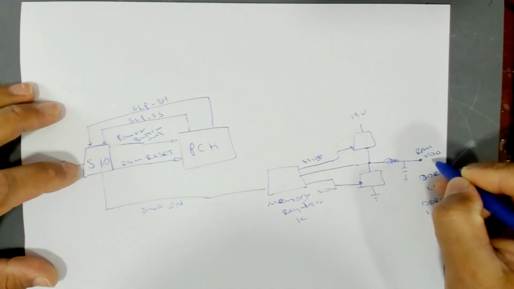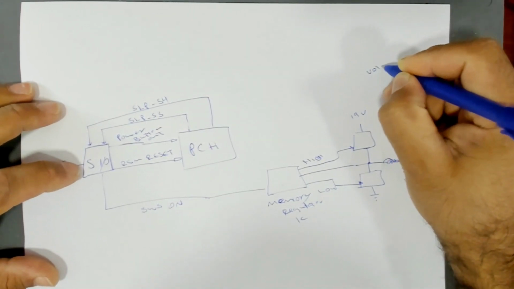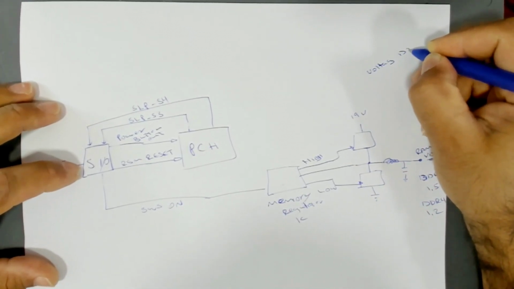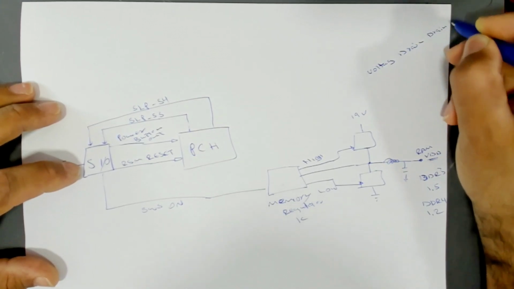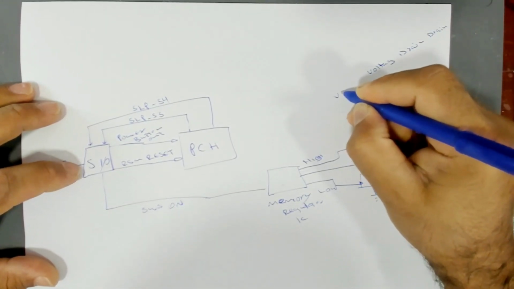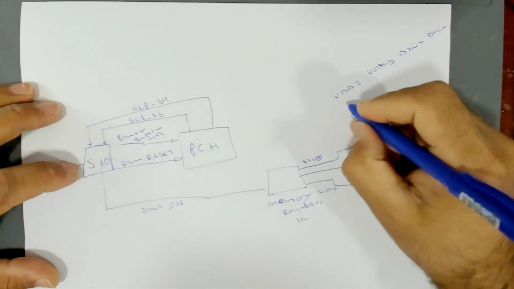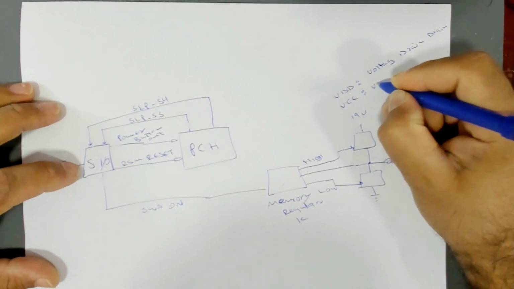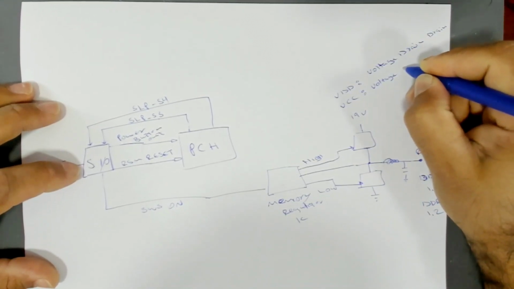This VDD means voltage drain. Sometimes you will find it, let's write this VDD. Sometimes you will find it VCC, and this means voltage collector.